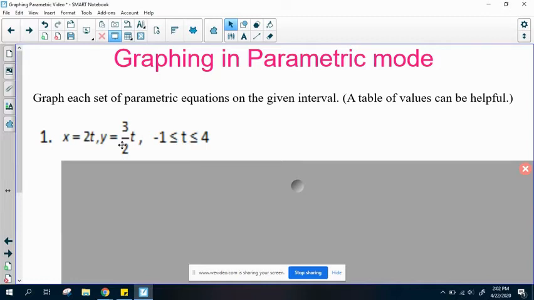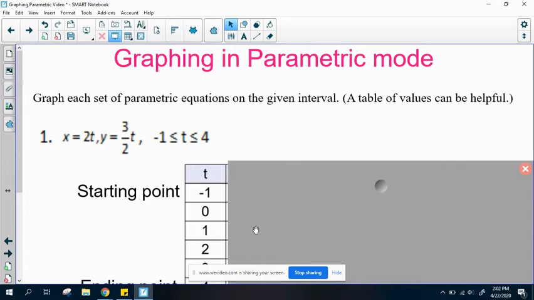Now, when something is in parametric mode, you can either graph right away by plugging in points, or we'll teach you in later videos how to convert it to rectangular, into something that you would know how to graph. But either way, the first thing you're going to do is make a table.